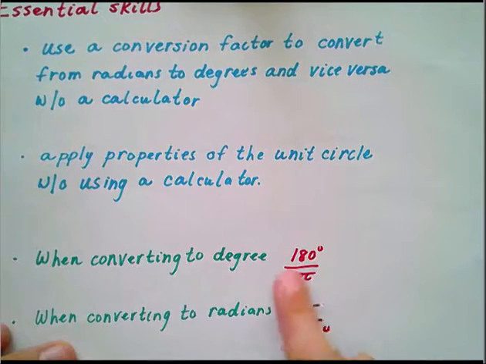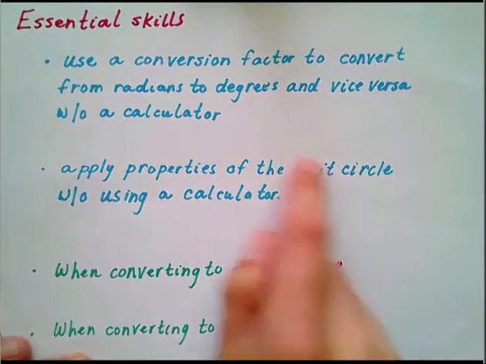It'll be challenging because sometimes they'll get them mixed up. I like to think about whatever you're looking for is in the numerator. And so if you want the degree, it is up here. If you want radians, pi is on top here. Okay, so these are the skills.